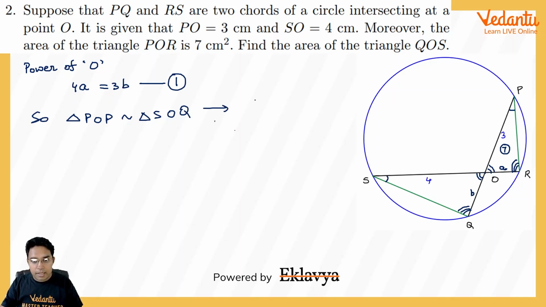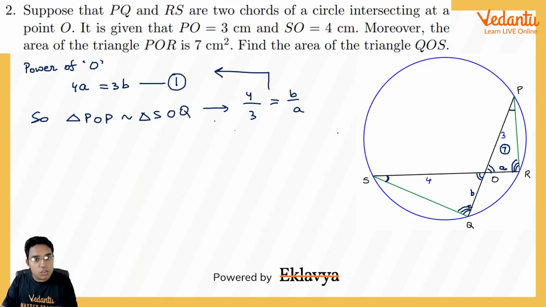The corresponding sides of the two triangles are 4 and 3, opposite to the angle represented by 3 stripes, and that will be equal to B upon A. These are the two sides opposite to the angle given by a single stripe. So from this also you can check, we get the same thing, 4A is equal to 3B.